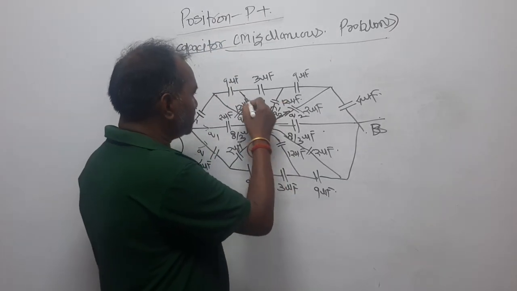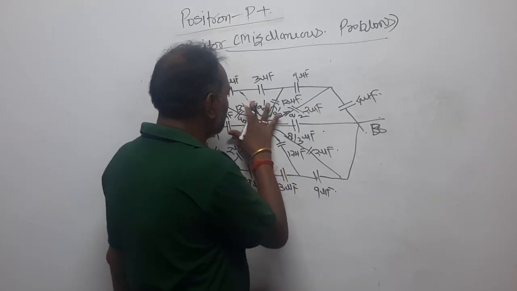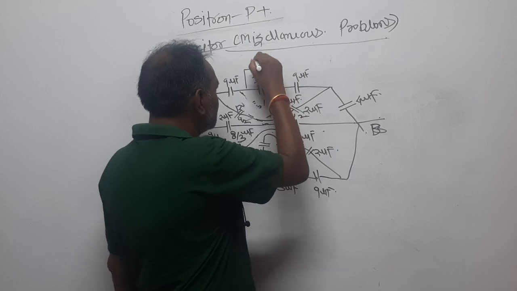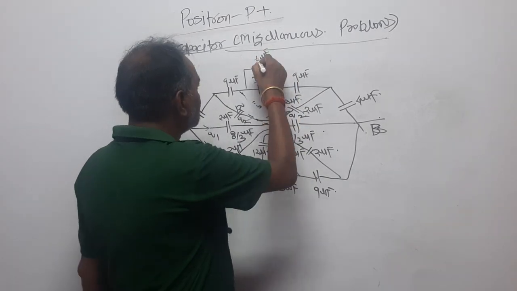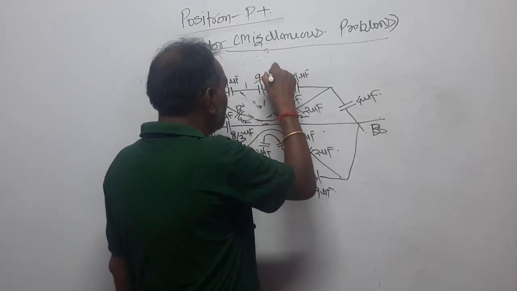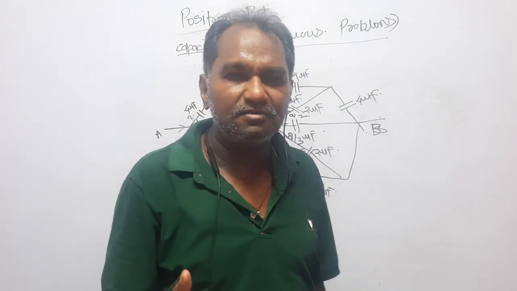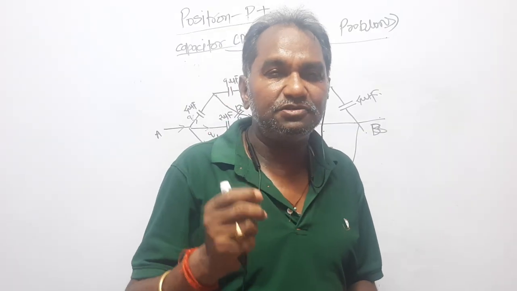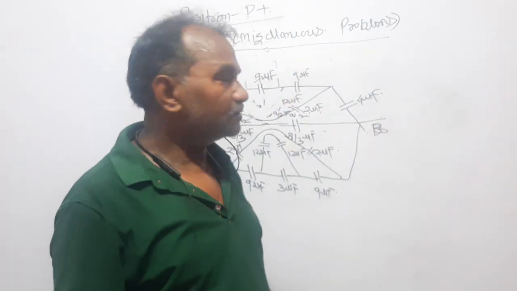This 12 and 12 are in series, right? So their equivalent will be 12, 12, 6. It will be like this, 6. Now 6 and 3 are parallel. So 6 plus 3 is 9. So here we are replacing 2 by 1 equivalent. Equivalent capacitance is the capacitor which does the same job that all the other capacitors were doing.